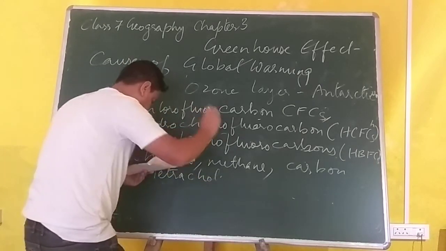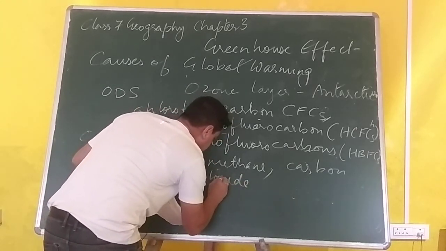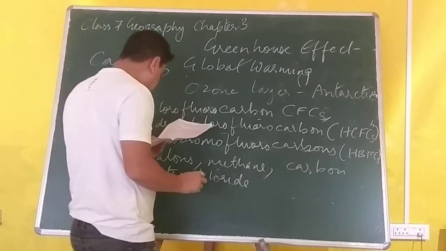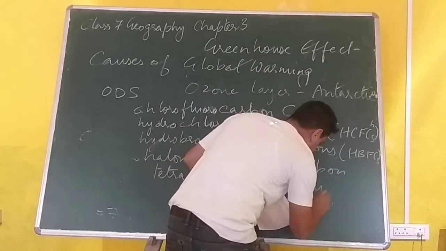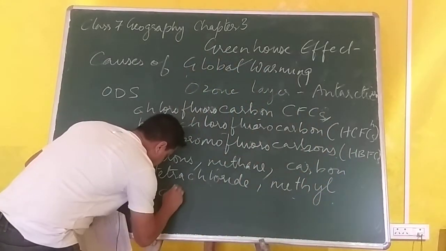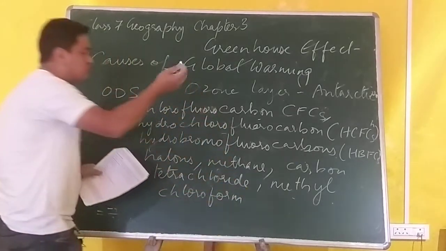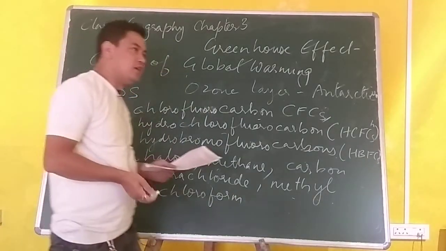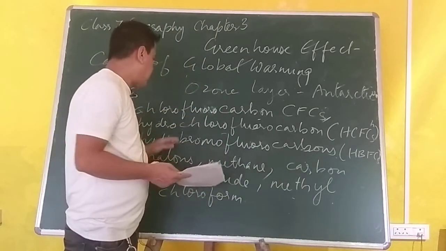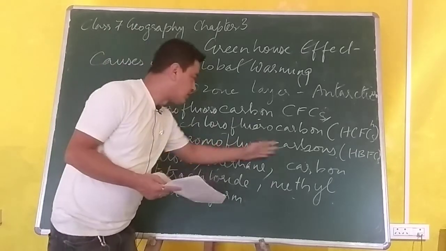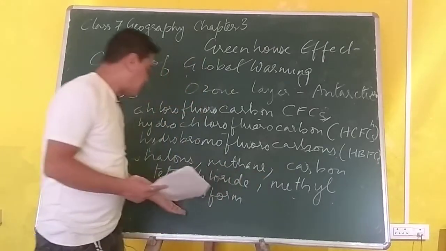Then methyl chloroform, okay, chloroform. Now these are basically ozone depleting substances which are very, very dangerous. Therefore I wrote the names. They are chlorofluorocarbons, hydrochlorofluorocarbons, halons, methane bromide, carbon tetrachloride, methyl chloroform, etc.